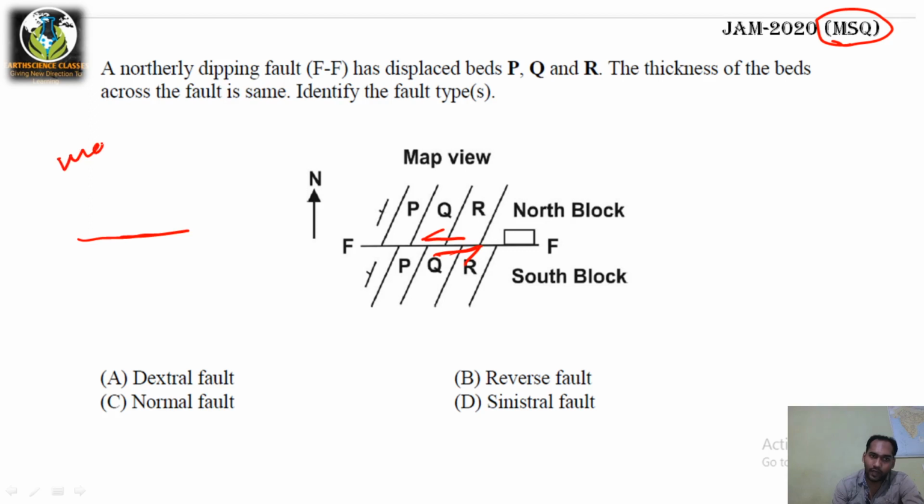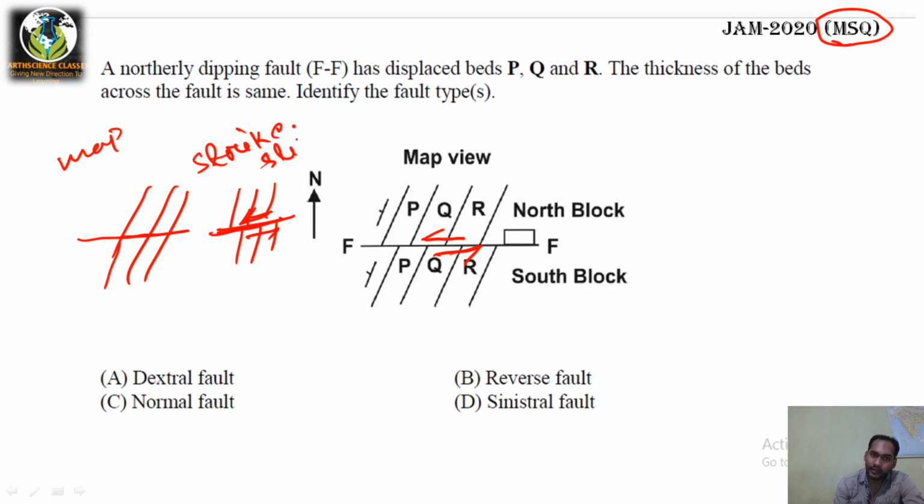I am also plotting the map view right now. So these are the lines. Now they are not faulted. After faulting, what happens? They move aside like this. So this part moved in this direction, this part is moving in this direction. So from this you know that it is moving along the strike of the fault plane. So it is a strike slip fault. From the first look at the diagram, you can say that it is a strike slip fault.